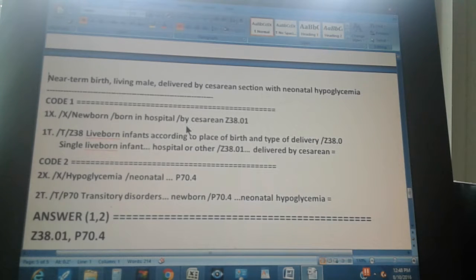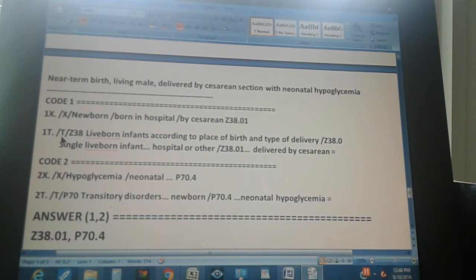And there's one more detail, which is by cesarean. By cesarean operation, right? Because it says cesarean in the text. So the code is Z38.01. And then we check this in the tabular. So the code 1 through the tabular is checked like this.